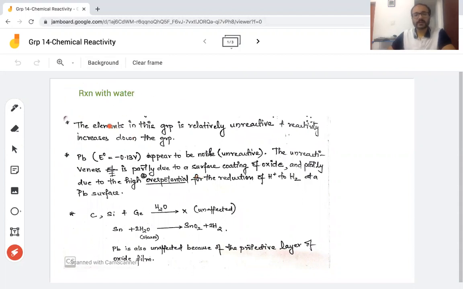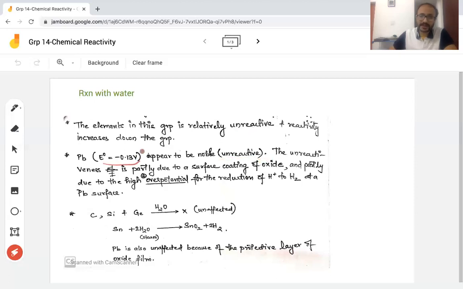So in general, if we look into the group 14 elements, they are relatively very unreactive, and the reactivity increases down the group. This is a well expected fact that as you move down the group, you always expect the reactivity to increase. So that same thing is happening here as well. But if you look at lead and try to look for its reactivity with water, it looks like a noble metal because it is quite unreactive.